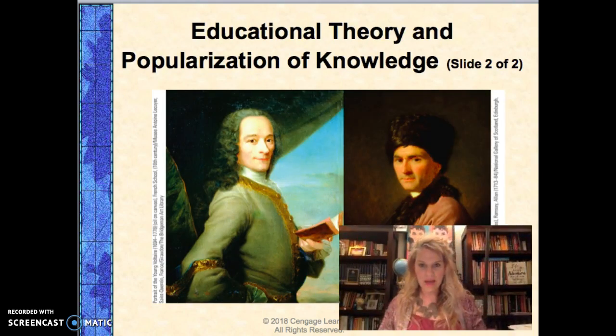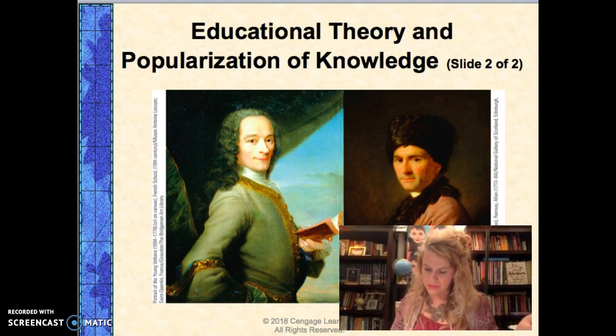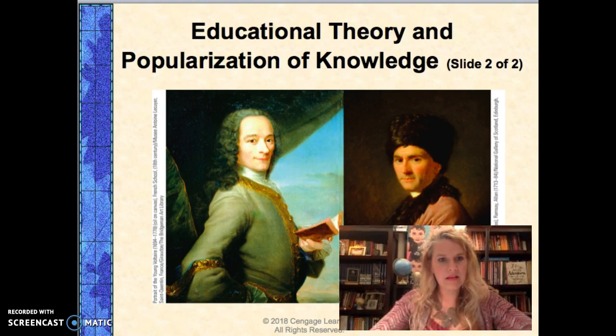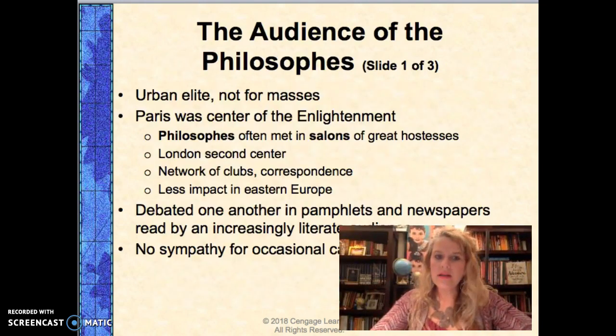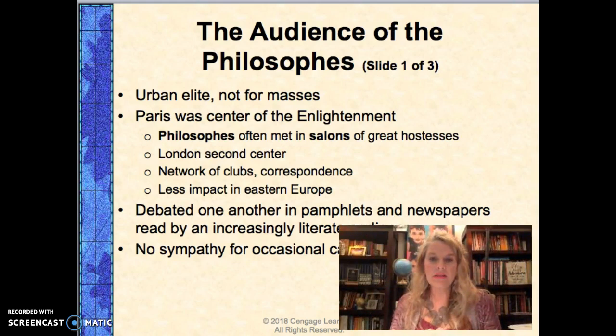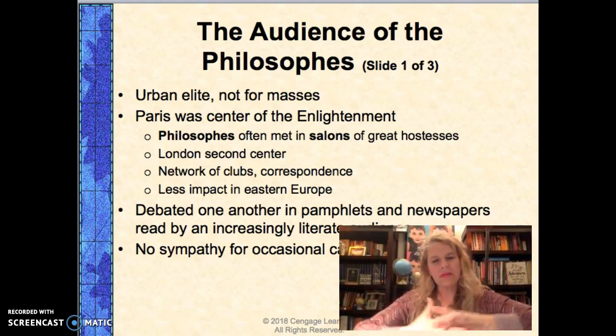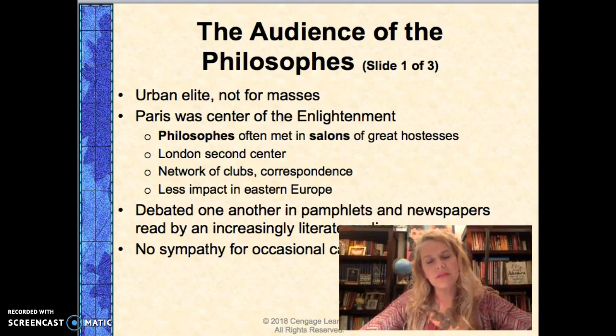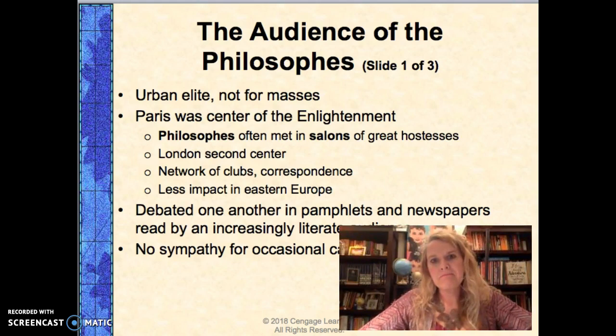Here we have some pictures. I believe we have Voltaire on the left and Rousseau on the right. Okay. Theory and popularizing knowledge. The audience of the philosophes was the urban elite, and it wasn't for the masses yet. It didn't trickle down to the masses for quite some time. And that was another thing that was coming to the forefront, this individualism, that you're an individual with a voice and a choice and agency. But it was trickling down.